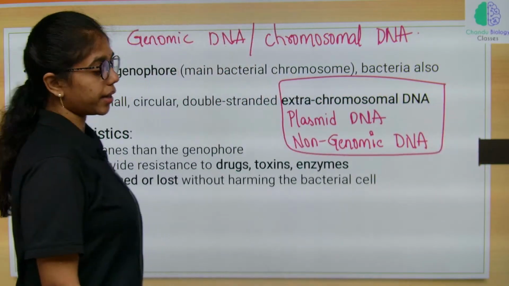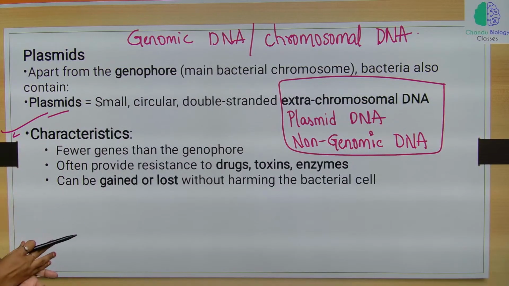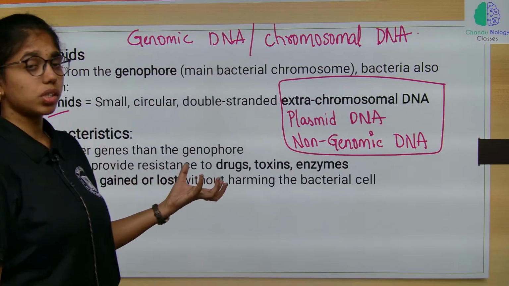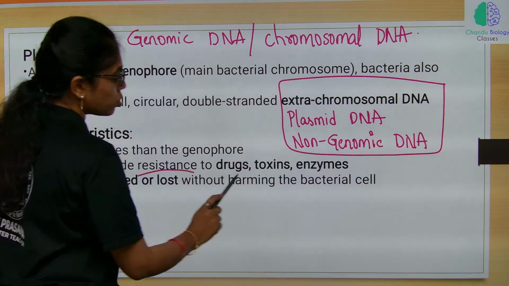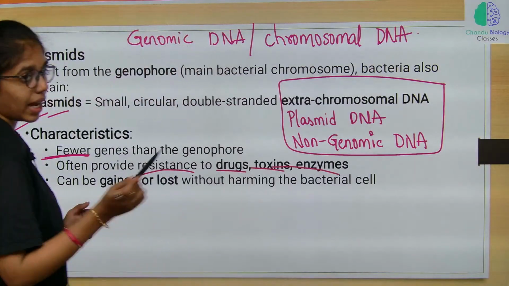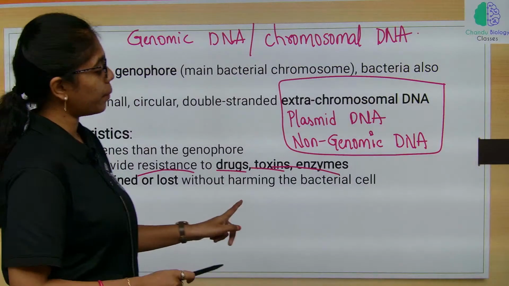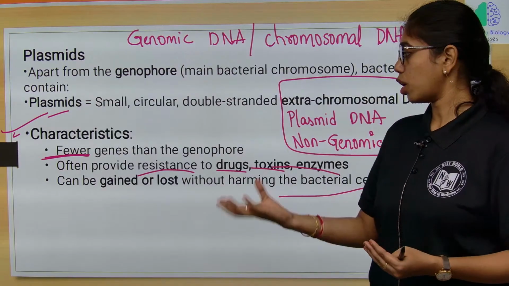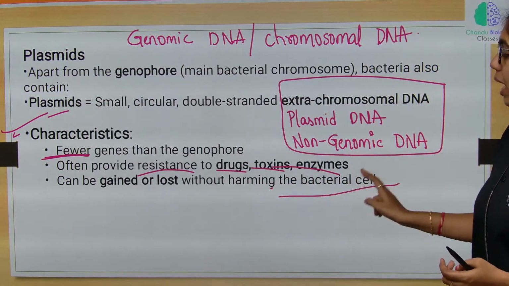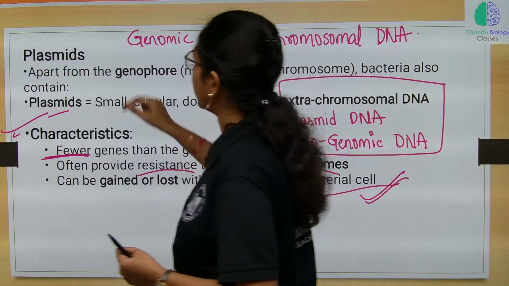Okay, take down. Next, characteristics. Fewer genes than the genophore. The major characteristic is that plasmid DNA has fewer genes than the genophore. They often provide resistance to drugs, toxins, enzymes and antibiotics, and they can be gained or lost without harming the bacterial cell. So, plasmid DNA can be gained or lost without harming the bacterial cell. This is some description about the plasmid DNA in specific.